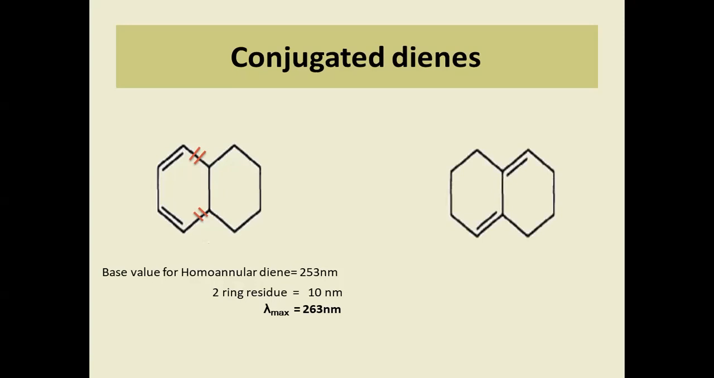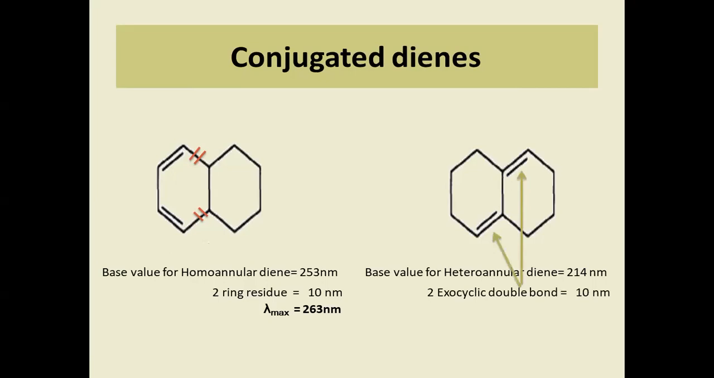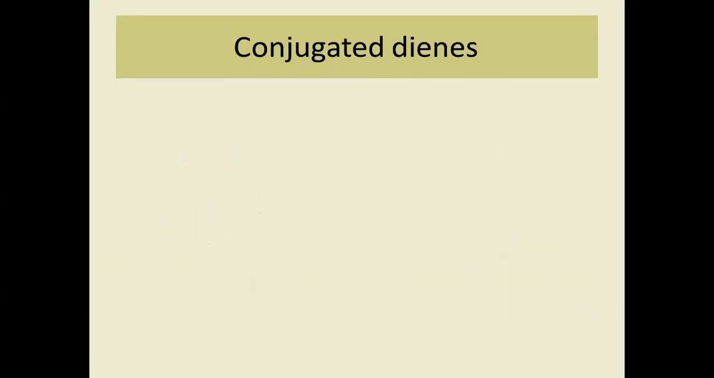The next example, here there is a heteroannular diene, the transoid double bond. So the base value will be 214 nanometer. There are 2 exocyclic double bonds, which will contribute 10 nanometer. And there are 4 ring residues about this heteroannular diene, so that will contribute 20 nanometer. So the total lambda max value will be equal to 244 nanometer.